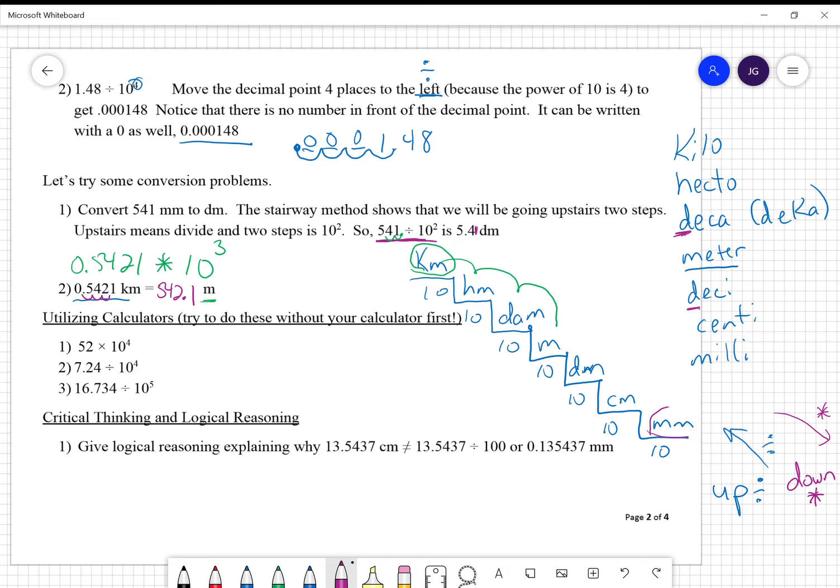All right, I have a section on utilizing your calculators. You should be able to do these without your calculator. 52 times 10 to the fourth is 520,000. 7.24 divided by 10 to the fourth is 0.000724. 16.734 divided by 10 to the fifth is 0.00016734.